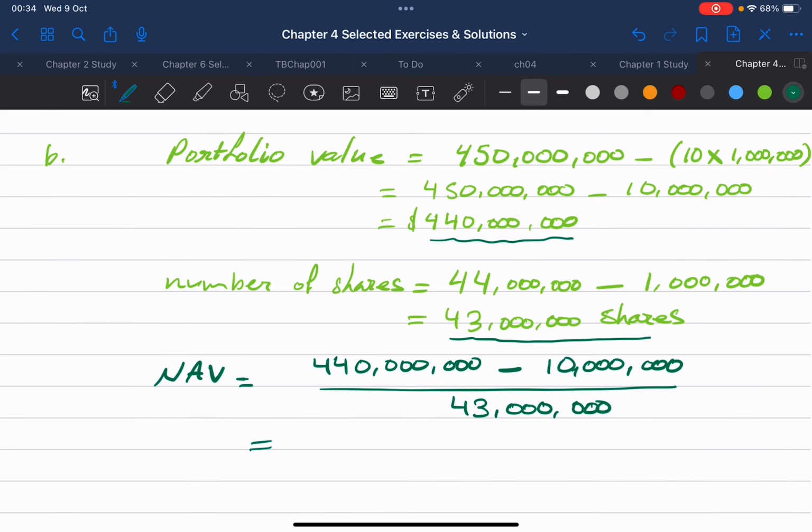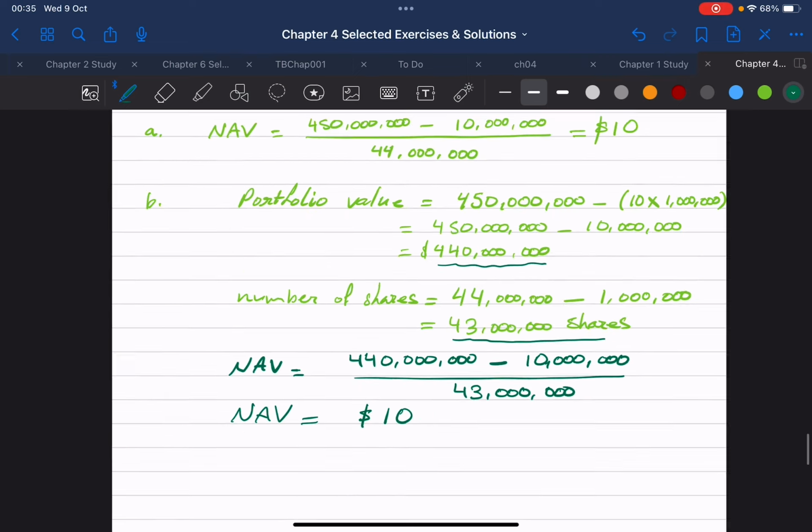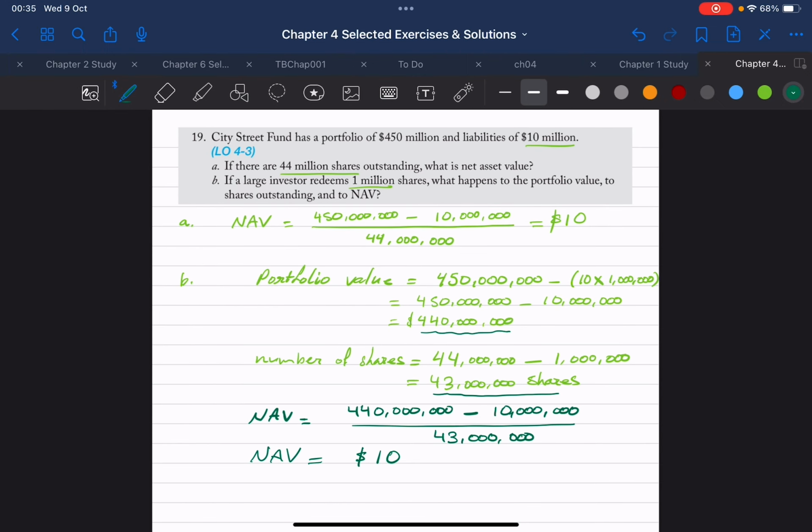Okay. Now we can go back to our calculator and run the numbers and figure out the new net asset value. 440 million minus 10 million, that's 430 million, divided by 43 million. Okay, and NAV would still be at $10 per share. Okay, that's how we can approach a question similar to question 19.